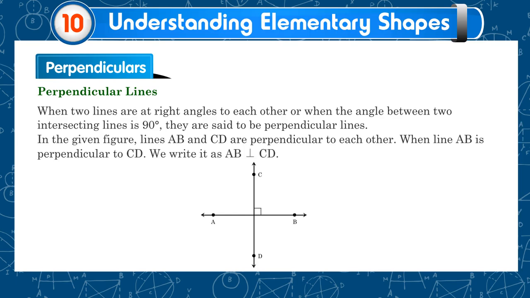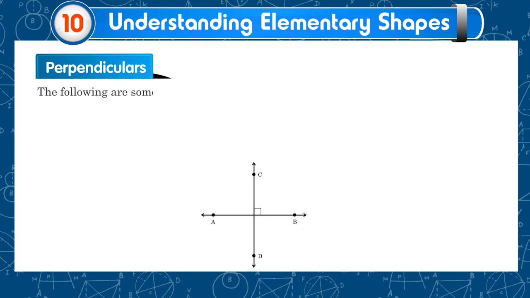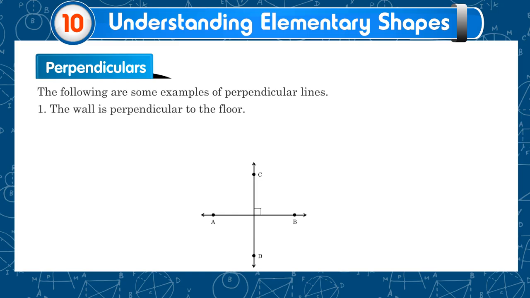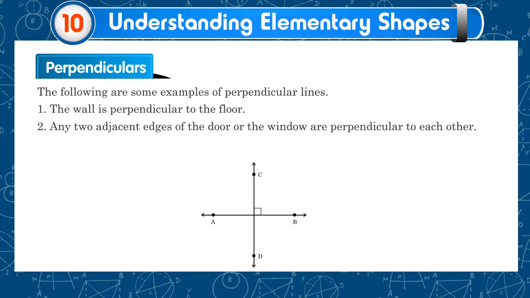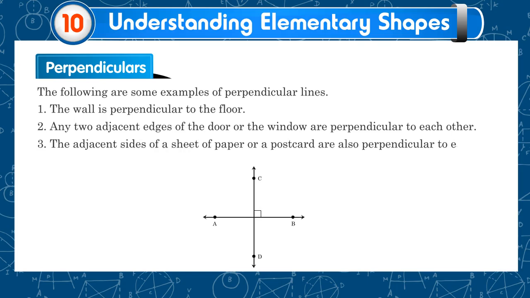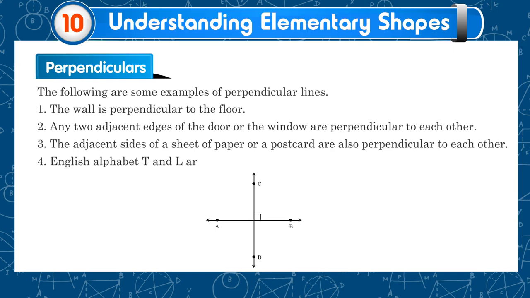The following are some examples of perpendicular lines. The wall is perpendicular to the floor. Any two adjacent edges of the door or the window are perpendicular to each other. The adjacent sides of a sheet of paper or a postcard are also perpendicular to each other. English alphabet T and L are each made of two perpendicular strokes.